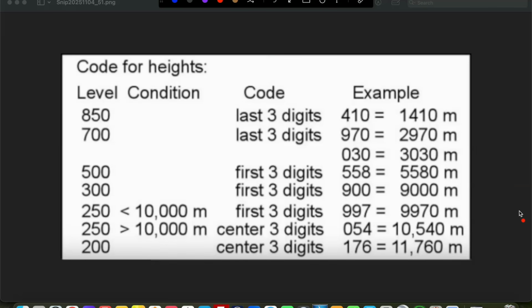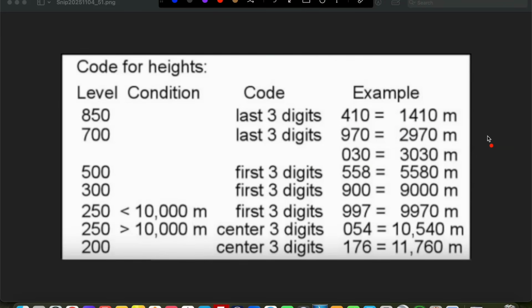The difference among each level comes in which 3 digits of the actual geopotential height value are written in the station plot. Starting with the 850 millibar level, this top row here, the last 3 digits of the value are coded with the leading 1 dropped. So for example, if we have a value of 410 written in the station plot, we just add a 1 to the beginning of that to get our actual geopotential height of 1,410 meters.